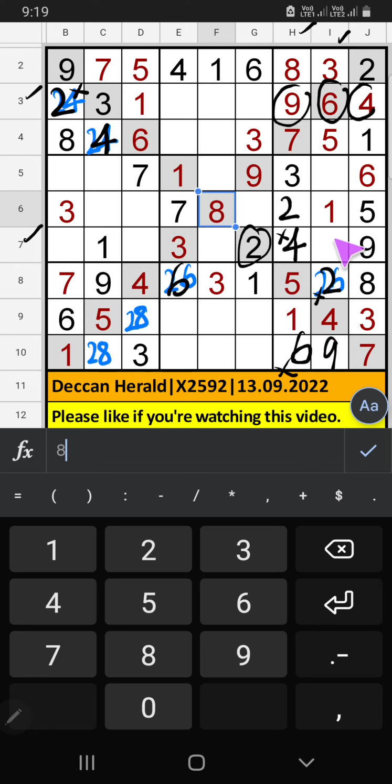Column I, two numbers are remaining, 7 and 8. 5th row, we have 7. So 7 can't come in the cell, 7 is confirmed here. Then 8 is here.